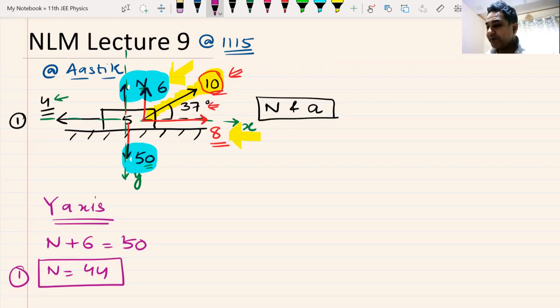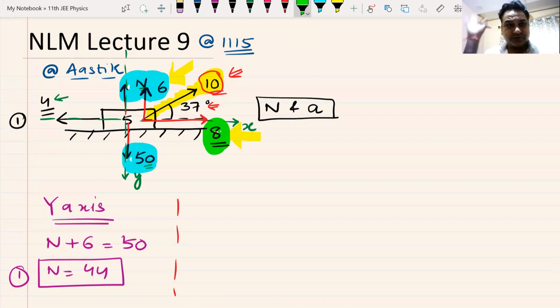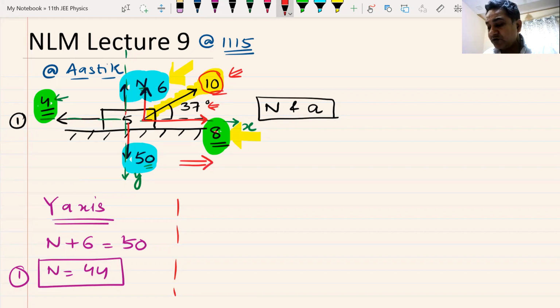Okay. That was along y-axis. Things are also happening along x-axis. Now let us look at what is happening along x-axis. On the right hand side, I have 6 newtons. On the left hand side, I have 4 newtons. Now 6 is definitely not equal to 4. So there is a net force towards the positive direction of x-axis. So this body has to move along positive x-axis.